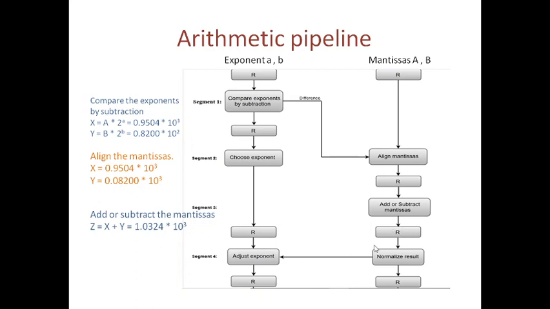Now the last step, or segment 4, is nothing but normalizing the result. So this result will be normalized, and we can have the answer 0.1324 multiplied by 10 raised to 4. These are the main 4 segments of arithmetic pipelining.